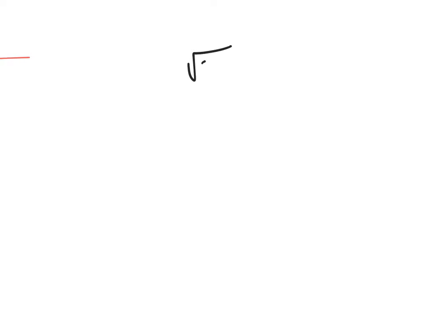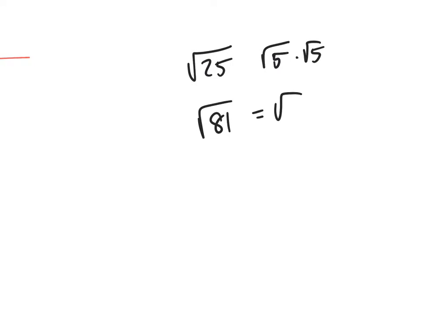Would you agree that the square root of 25 would just be 5? Would you agree that I could have broken that down into the square root of 5 times the square root of 5? And then it's whatever's underneath the root. I don't know if you ever thought of it that way. Square root of 81, would you agree that's the square root of 9 and the square root of 9? And so the answer is 9. That make sense?